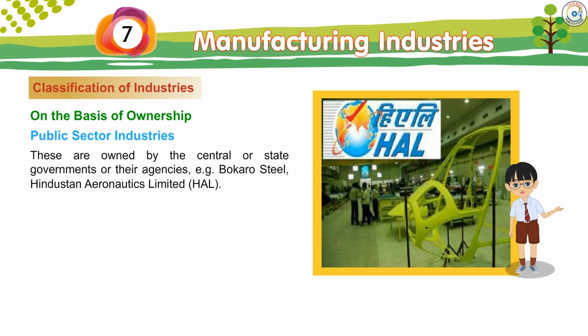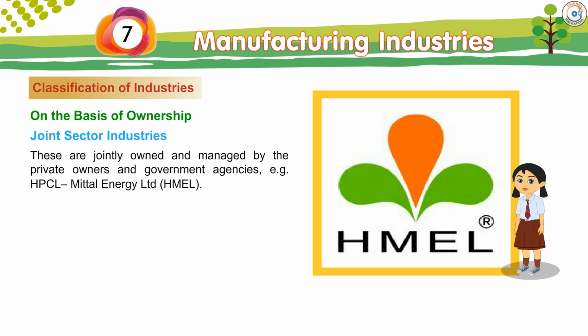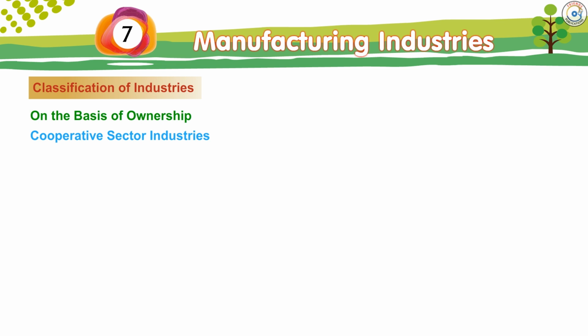Public sector industries. These are owned by the central or state governments or their agencies, for example, Bokaro Steel, Hindustan Aeronautics Limited, HAL. Joint sector industries. These are jointly owned and managed by private owners and government agencies. For example, HPCL, Mittal Energy Limited, HMEL.